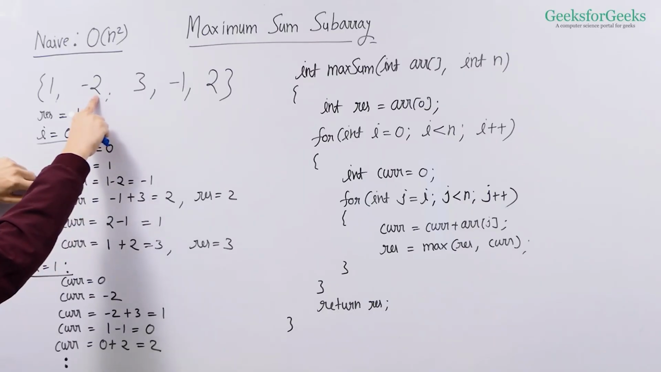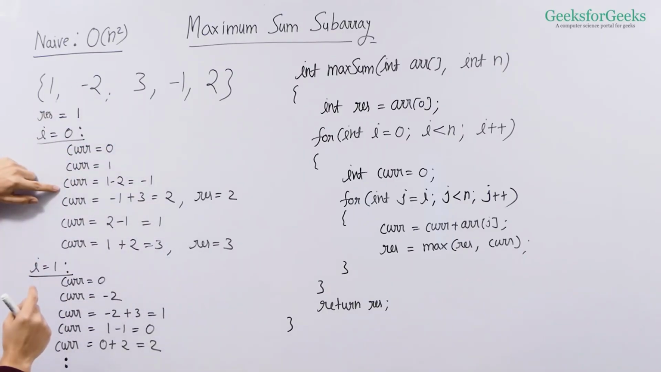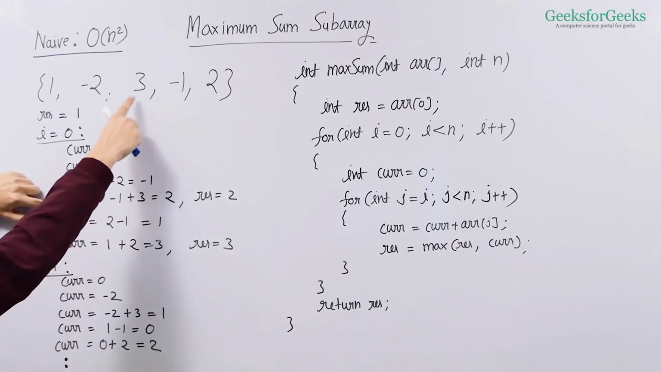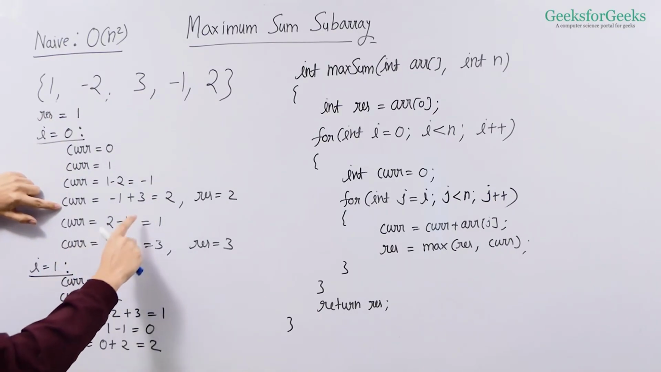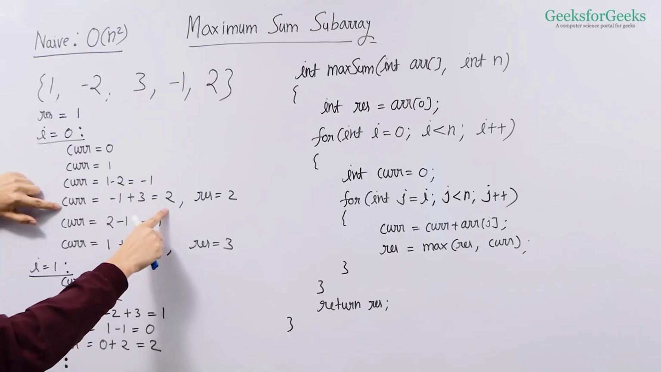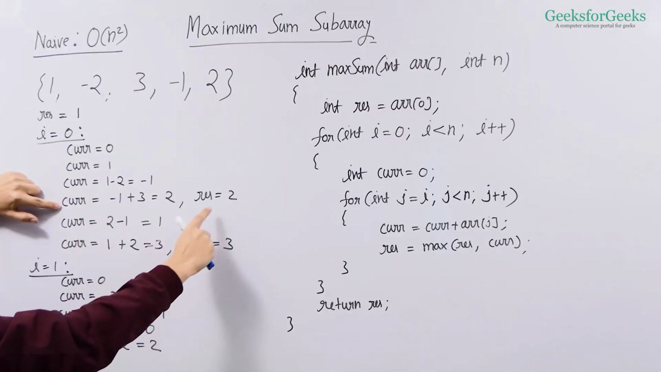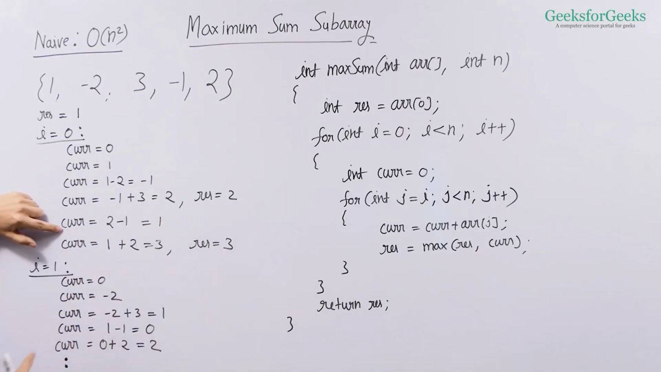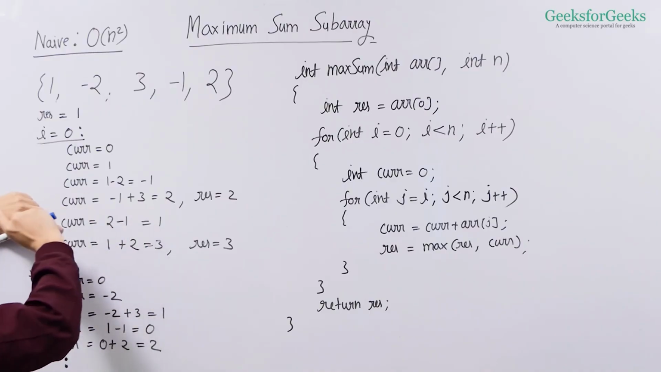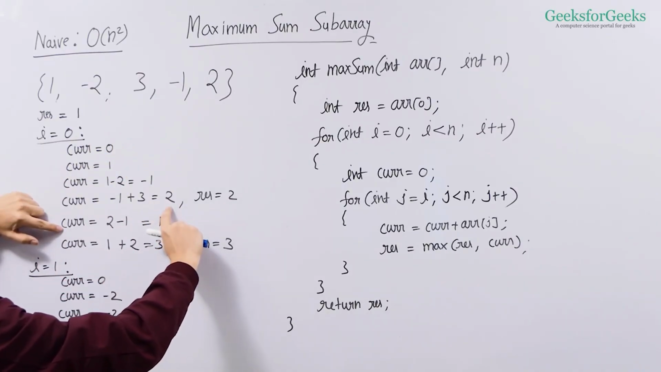Now we move to the next element, j comes here, and our current becomes minus 1. At this point again, current is not greater than the result, so we do not update the result. Now we move to the next element and we get the current as minus 1 plus 3 equal to 2. And at this time, current is greater than the result. So we update the result. Now we move to the next element. Our current becomes 1. We right now have the result as 2.